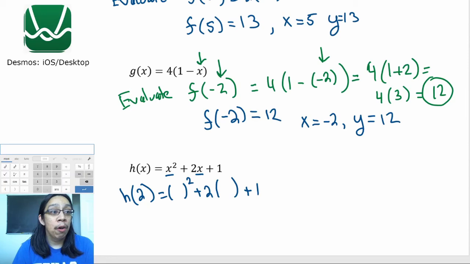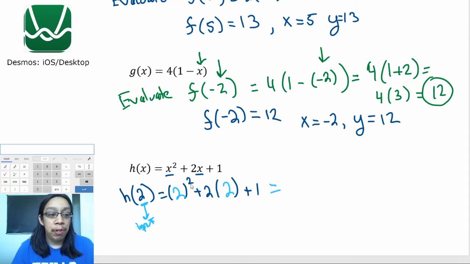Now from here, all you have to think about is this. What is my input? My input is right here. It's this 2. So I'm going to take that 2 and input it in the spots where x used to be. And now we're going to simplify.